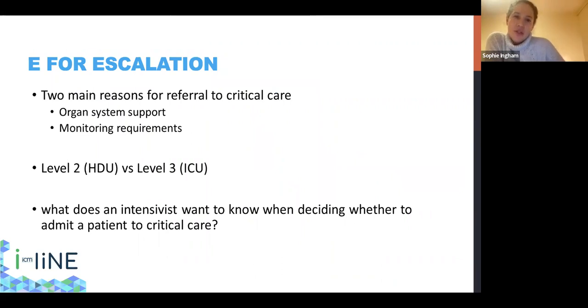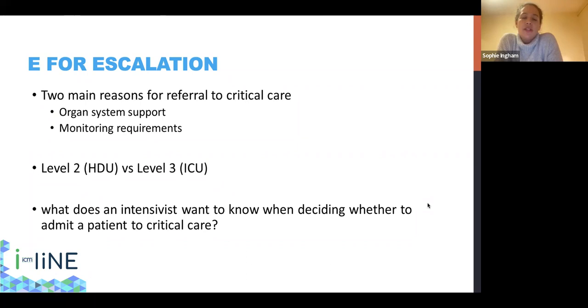So we've talked about exposure, and we've talked about everything else, and everything else really we've talked about renal replacement therapy. And now we're just going to talk a little bit about E for escalation. So you will have covered this quite a lot already over the course, but in general, there are two main reasons for referral to critical care. The first one is that the patient needs support of one or more organ systems. And the second is that patient needs higher level monitoring, whether that be an arterial line, very frequent bloods, cardiac monitoring, etc.